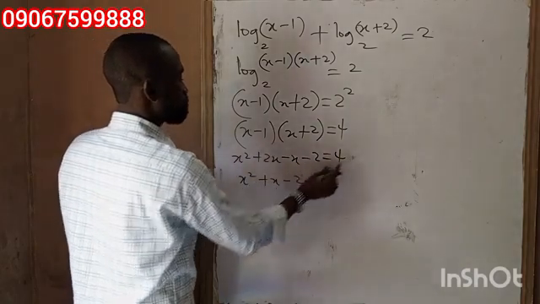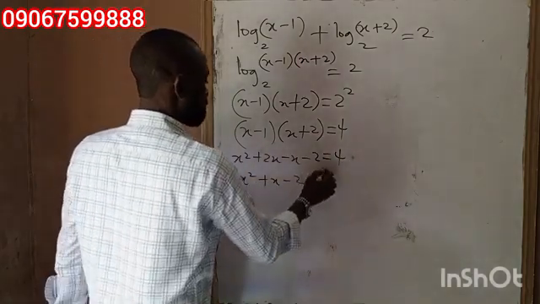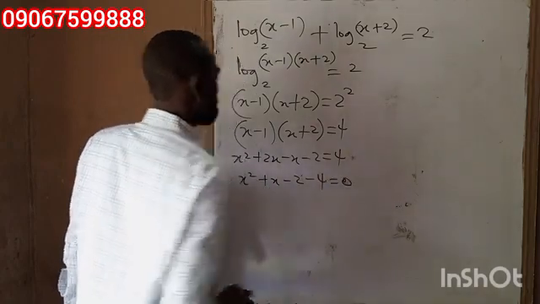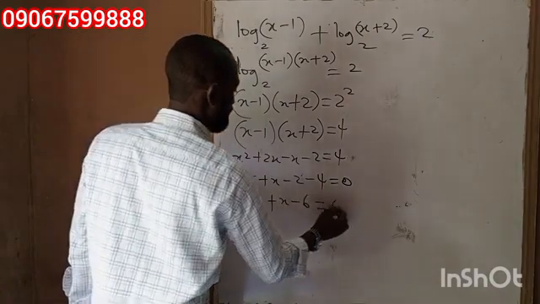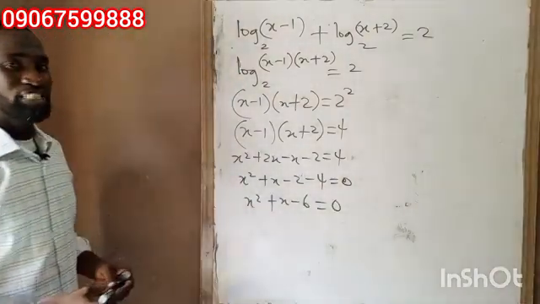So x squared, 2x minus x, that is plus x, minus 2. So we come here, minus 4 equals 0. So what do I have here? We have x squared plus x minus 6 equals 0. So we now solve this quadratic equation.